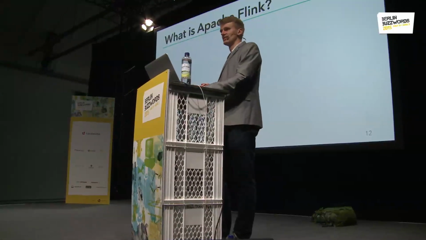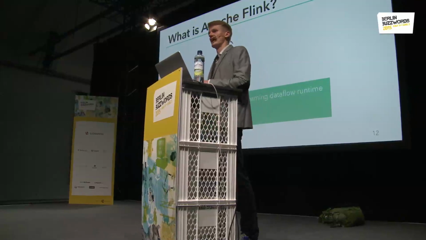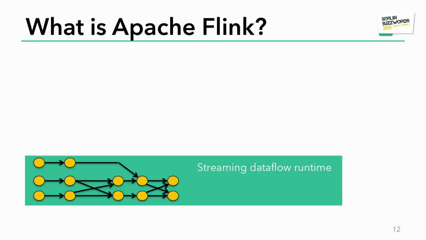Apache Flink is a parallel stream processing engine. And as such a system, the key component of it is a streaming data flow runtime. The streaming data flow runtime enables you to execute data flow programs in parallel. And the data flow can be either a batch job or a streaming job, actually. And it's executed on the same runtime.